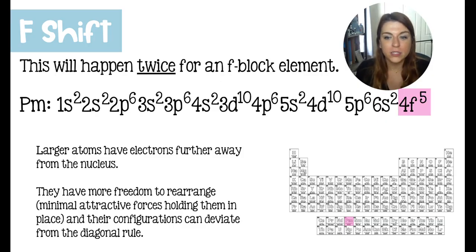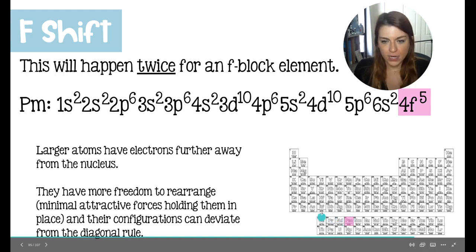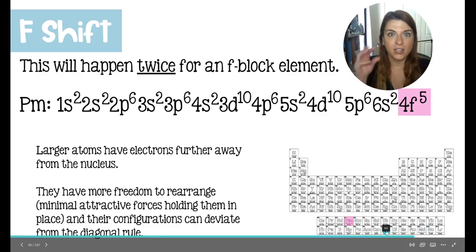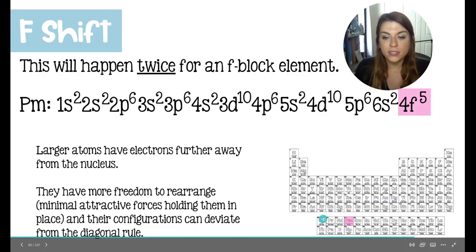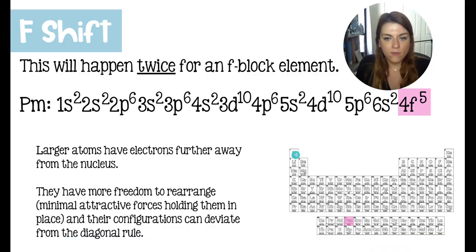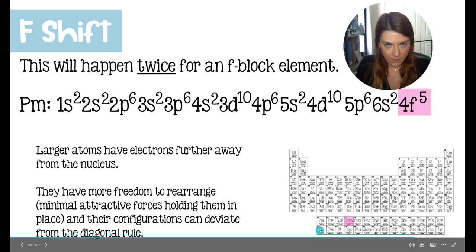There is also an F shift, and the F shift is going to happen twice for an F block element. So truthfully, this F section of the periodic table should fit right here behind lanthanum and actinium, and titanium and everything below it should shift out to the right to make room for the F block to fit in there. So cerium or lanthanum, depending on the periodic table you're looking at, and thorium are actually the beginnings of period 6 and 7. It kind of repeats. So we have 1, 2, 3, 4, 5, 6, 7, 6, 7.